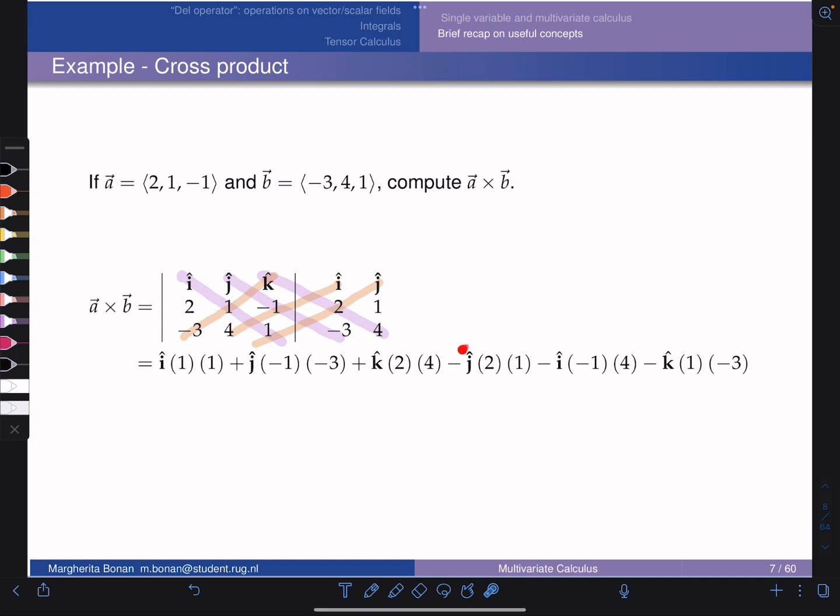So in this case, we have as a minus j times 2 times 1, and i times -1 times 4, and k times 1 times -3. Well, eventually this would give us the result of 5 i cap plus j cap plus 11 k cap.